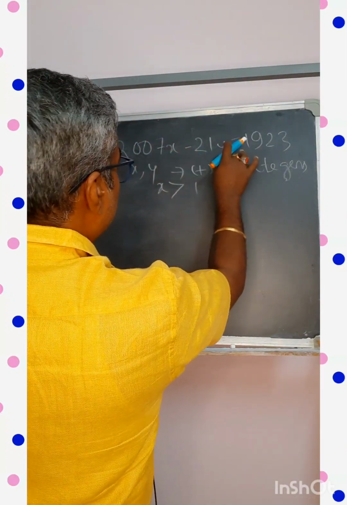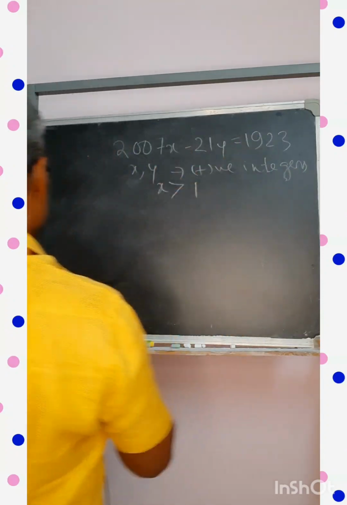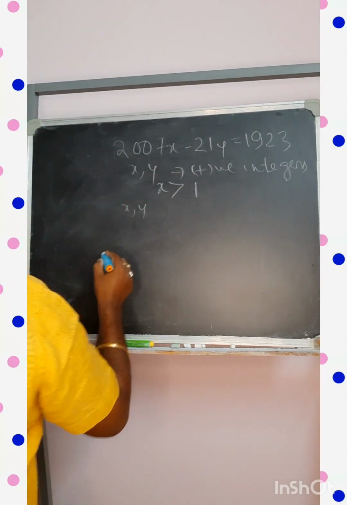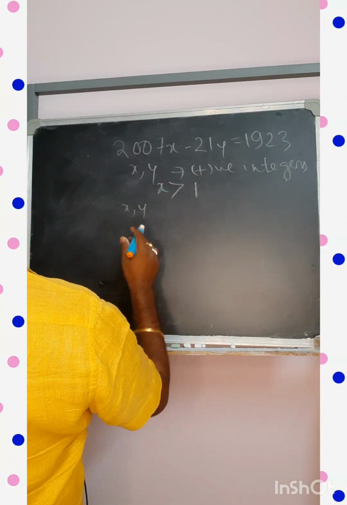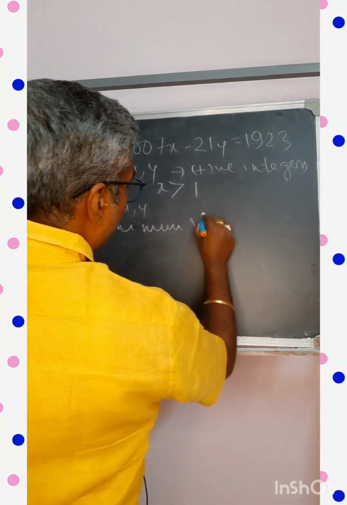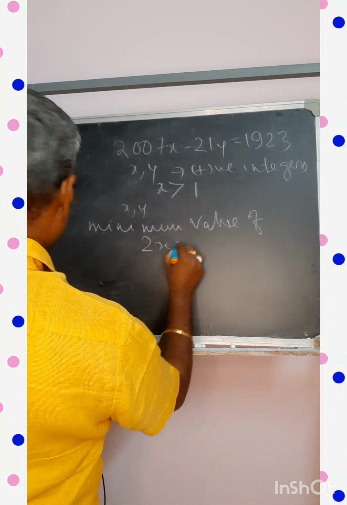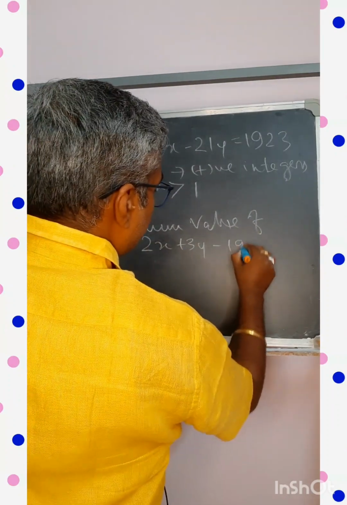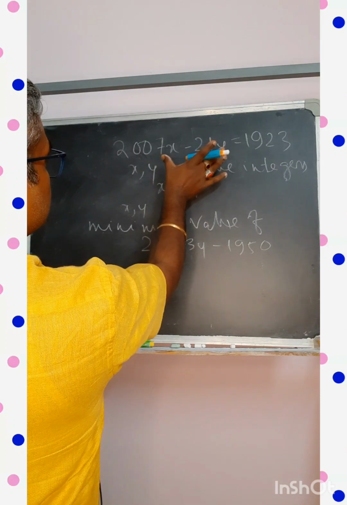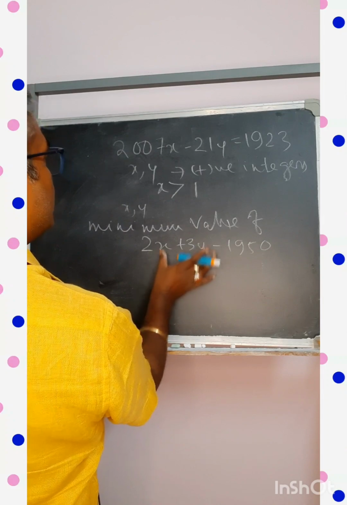First condition, x and y are positive integers where x is more than 1. This equation is satisfied, then you have to find the value of x and y such that this equation is satisfied, and further we have to find the minimum value of 2x plus 3y minus 1950. That means you have to find the xy set which satisfies this equation, and that would be the minimum value.